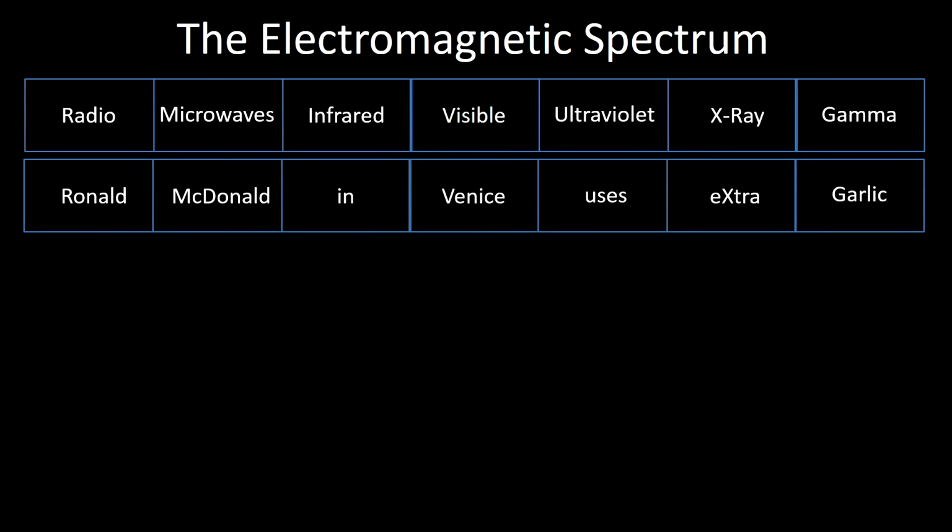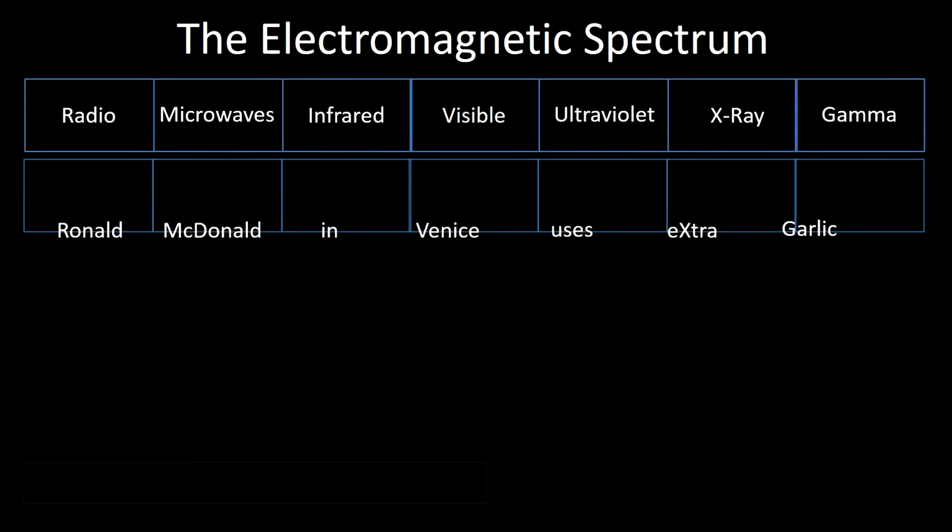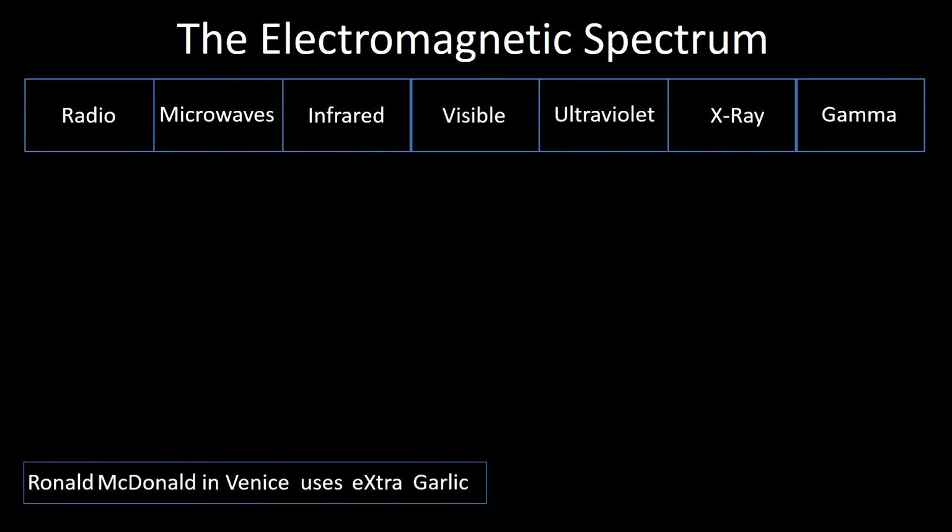One way to do it, if you have trouble, is a mnemonic. Something like Ronald McDonald in Venice uses extra garlic, where the first letter of the mnemonic matches the first letter of the part of the spectrum. You can make your own one up if it makes it easy for you to remember, but that's just something to bear in mind if you do have a struggle with remembering the order.